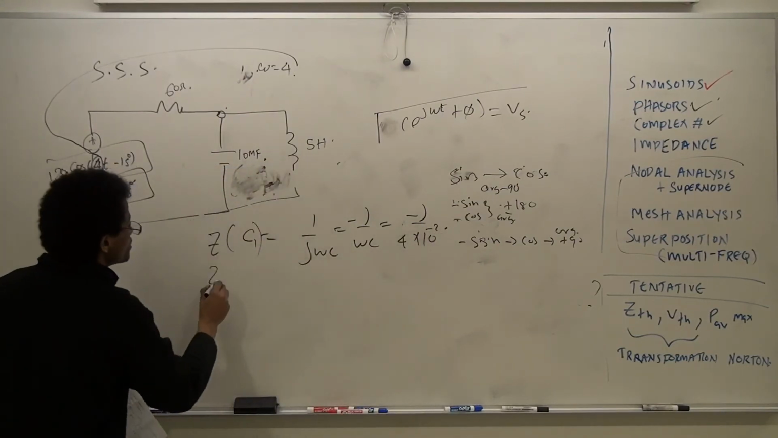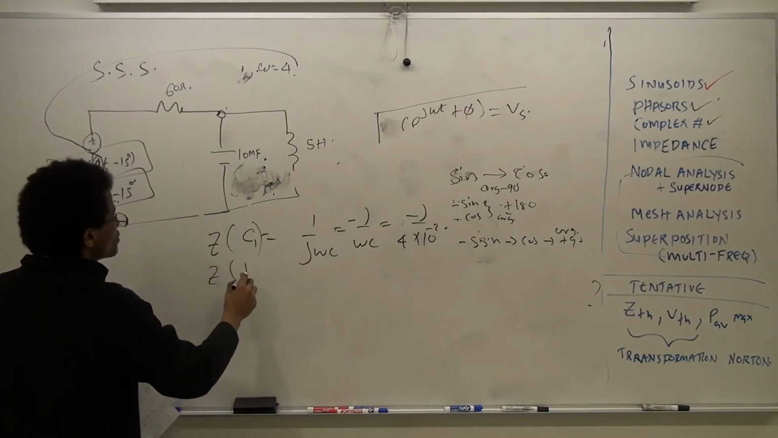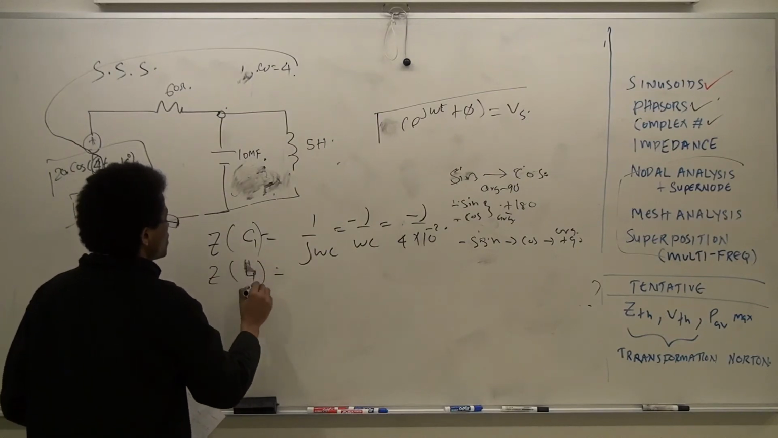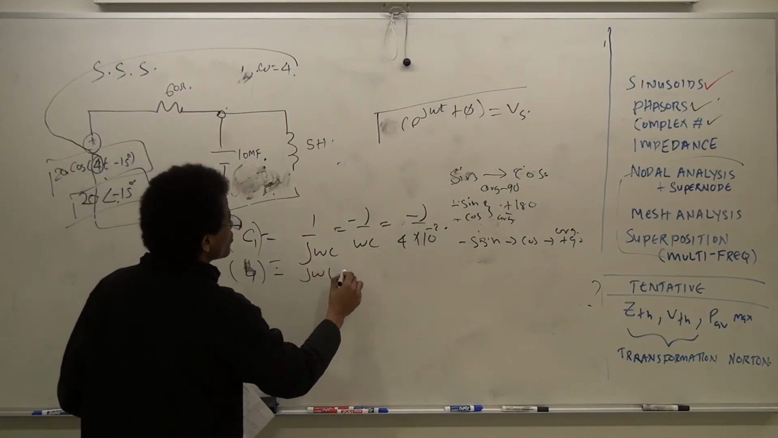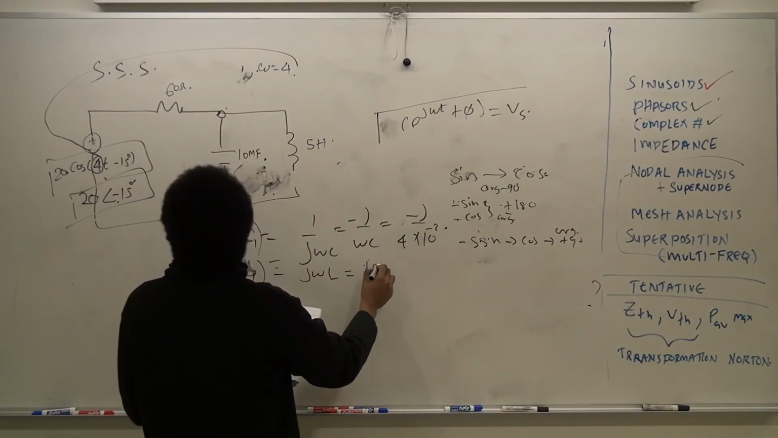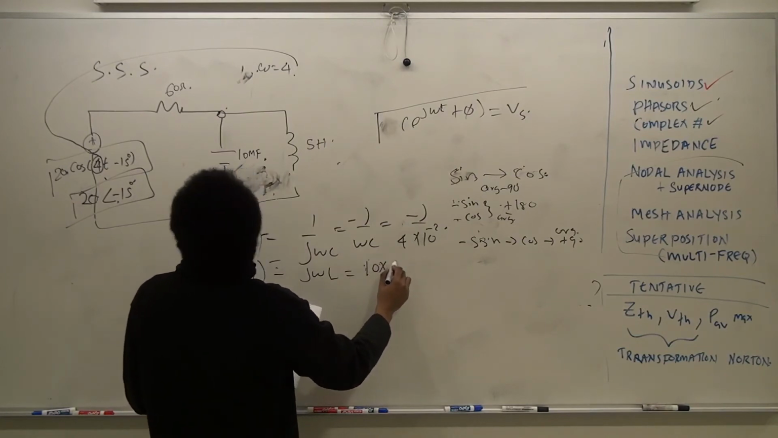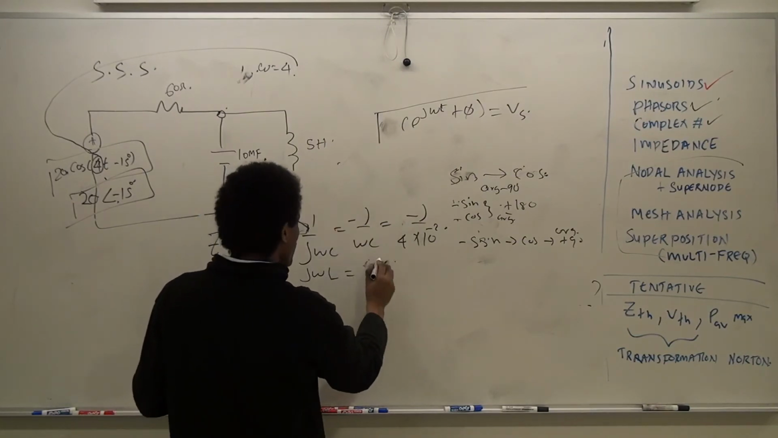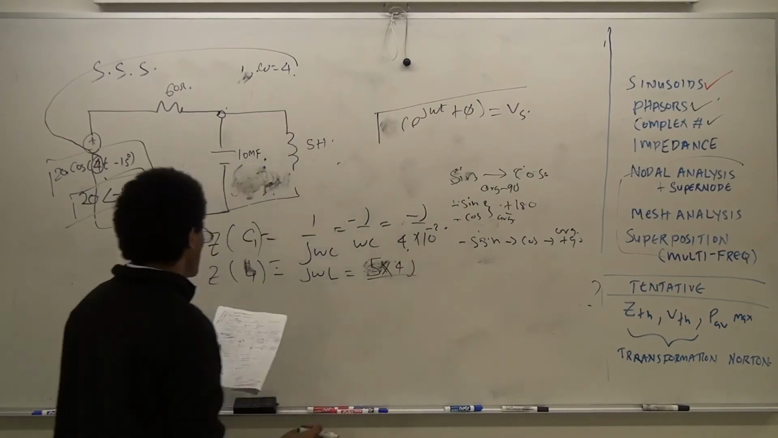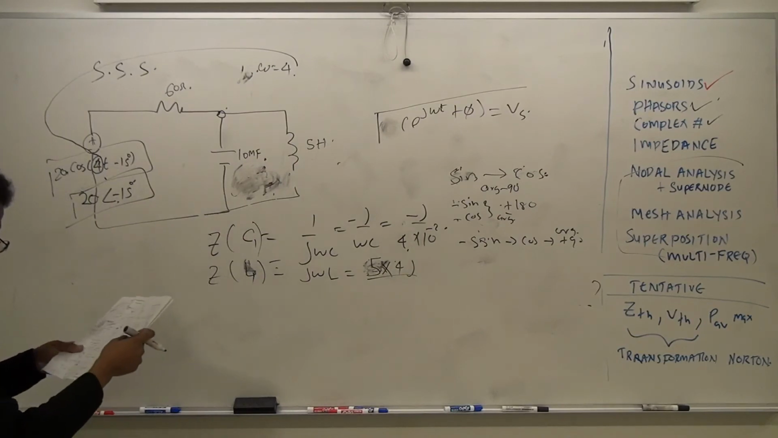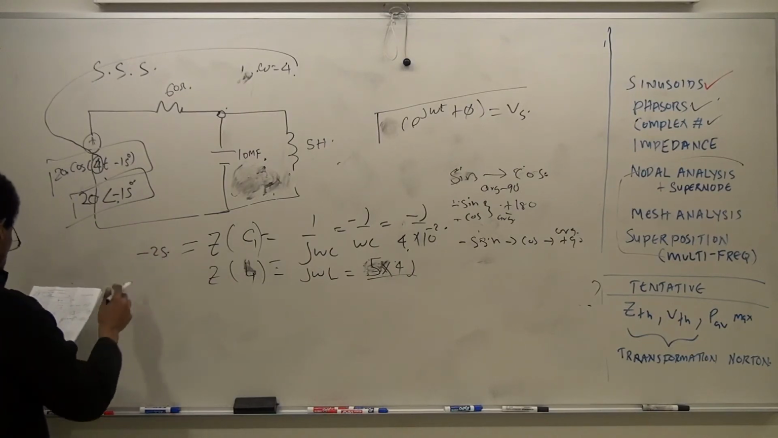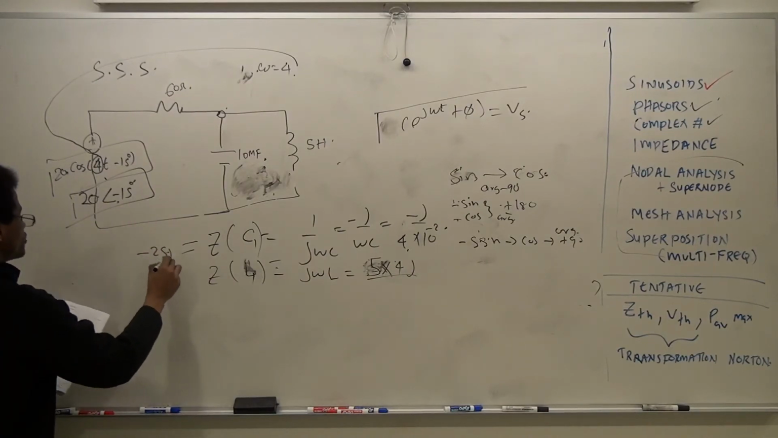For the inductor, Z for L1 is j omega L, which is j times 5 times 4. Oh, okay, there was a 5. So 5 times omega 4 times j, which is 20j. And that's about it. If you do this, you will get this one equal to negative 25j, and this one equal to j20, and this is of course j.